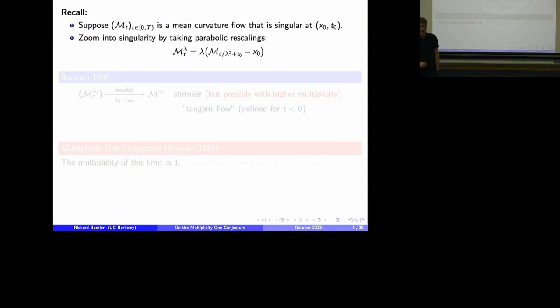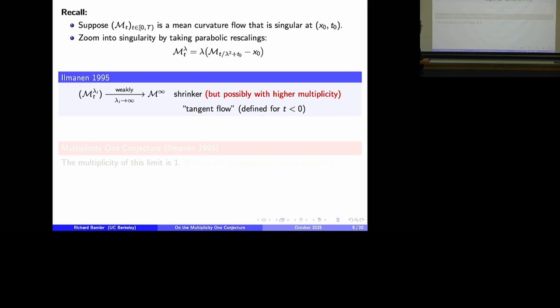Okay. So now let me get back to the actual Multiplicity One Conjecture, and just to remind you one more time what we were dealing with. We considered a mean curvature flow that becomes singular at some point, x naught, t naught, let's say. And in order to understand the singularity formation, we shifted the flow so that the singular point corresponded to the origin and at time 0.